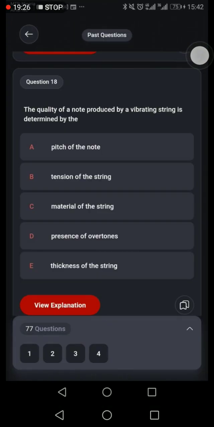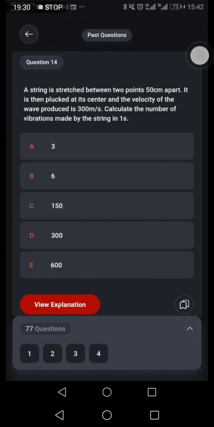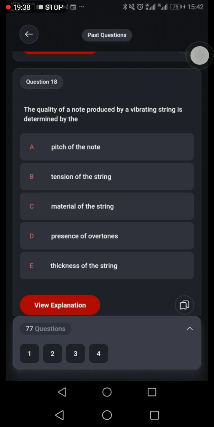Alright, question 18. If they had asked you to calculate the time taken for making a certain amount, that one is period. Do you get? But let's leave that aside. Question 18. The quality of a note produced by a vibrating string is determined by, remember that sound has 3 characteristics: loudness, pitch, and quality. Loudness depends on amplitude, it depends on volume of air in vibration, depends on surface area of vibrating surface. But then pitch depends on frequency. But then quality, which we also call timbre, depends on these overtones and harmonics. So option D is the answer.